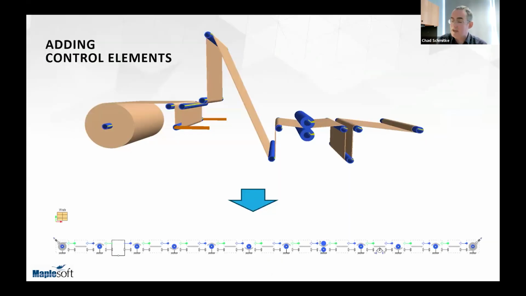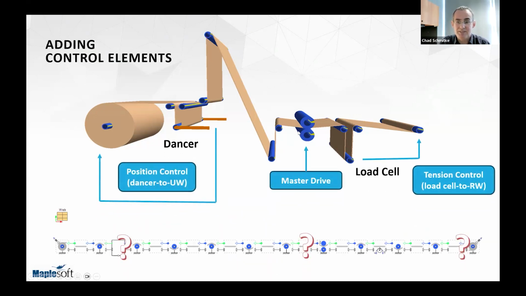But of course, we know that that is a controlled system. So let's look at this model here. Let's say that I've got this unwind drum, I've got a rotational dancer, a nip roller here, and I've got a load sensor. So I want to add some control to this. And I'm going to use this as my master drive, position control on the unwind, and then tension control based on that load cell. How do I do that? Because that's part of the analysis that I'm taking a look at.